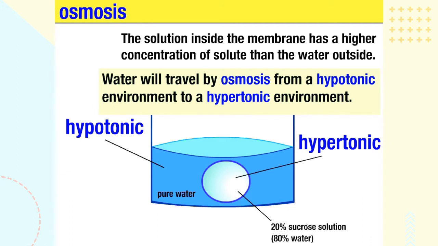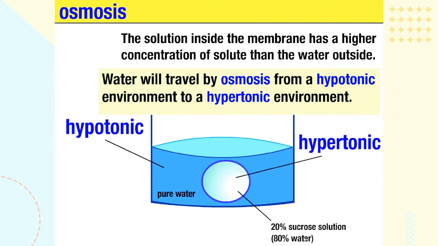So that's your solute. If you put this cell within a solution of pure water, we can say that the environment inside the cell is a hypertonic one because it has more solute, 20% sucrose, compared to its environment, a hypotonic solution wherein it has zero sugar molecules. So this one has higher solute concentration compared to the other one.